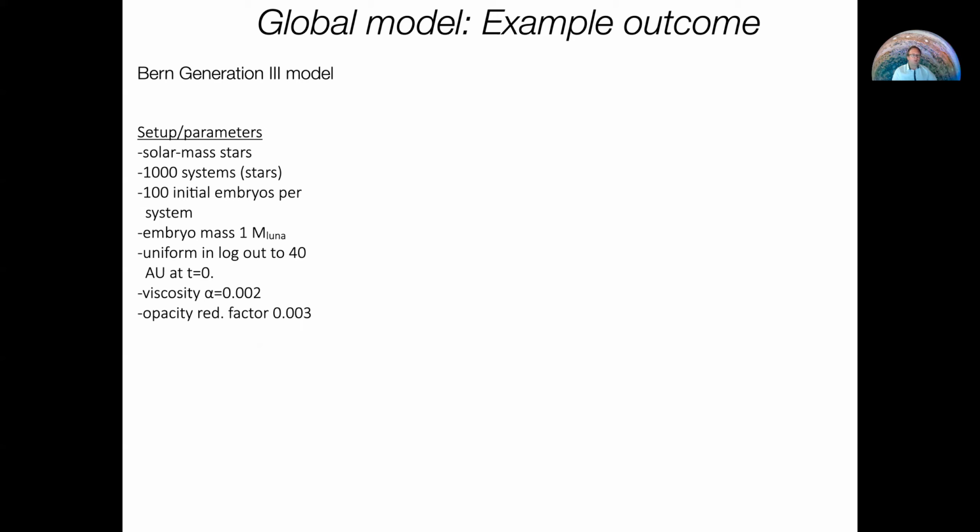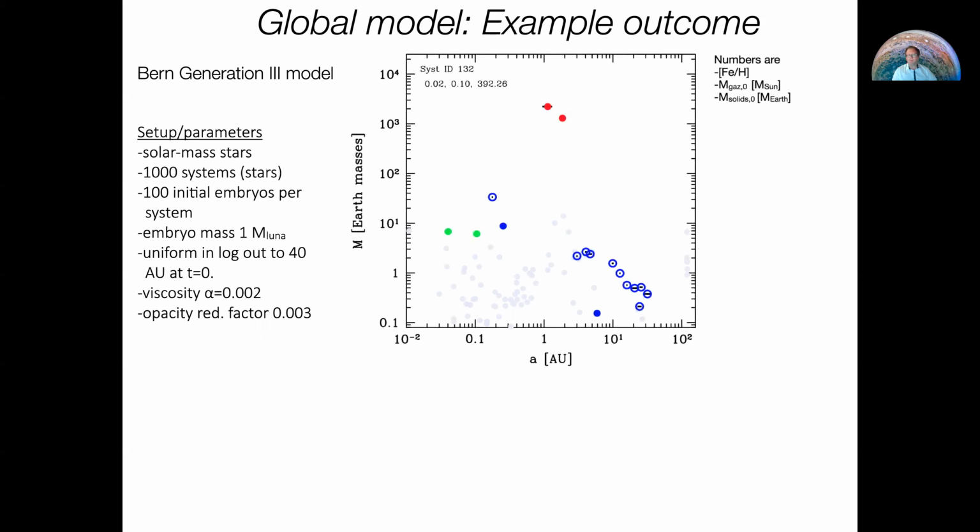And here are some important parameters. The alpha viscosity is 2 × 10⁻³, and the grain opacity reduction factor in the protoplanetary atmosphere is 3 × 10⁻³. And the outcome we will look at, there are many ways of looking at it, but one is the mass distance diagram of one individual system. You here see the initial conditions, the metallicity, the initial gas mass, initial solid mass, and then here you see the predicted system, where we have gas-dominated giant planets.